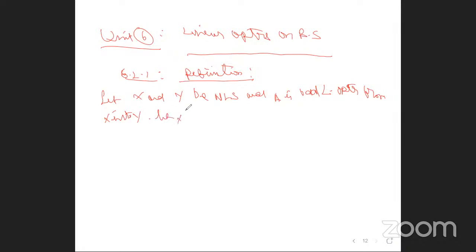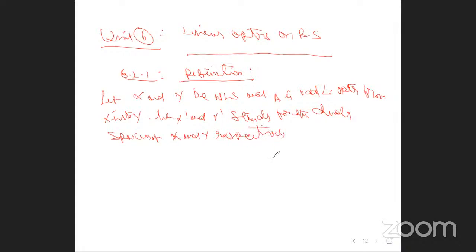Let X dash and Y dash stand for the dual spaces of X and Y respectively. So small y dash belongs to capital Y dash, that is, y dash of Ax is a scalar.